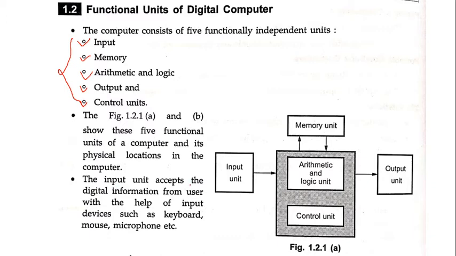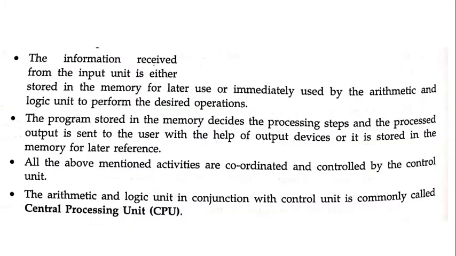The input unit accepts digital information from the users with the help of input devices such as keyboard, mouse, microphone, etc. So the input devices like camera, mouse, keyboard, joystick, digital board all give some amount of input signal to our control unit or arithmetic logic unit. Next, the memory: information received from the input unit is either stored in the memory for later use or immediately used by the arithmetic and logic unit to perform the desired operations.